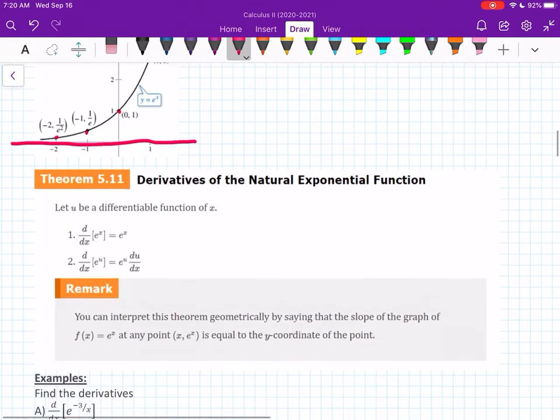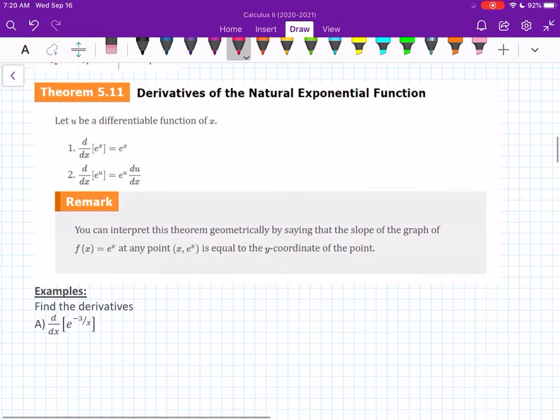All right, now let's talk about calculus, derivatives. The derivative of e to the x is e to the x. It's the easiest derivative. It's great. And of course, we have the second variation here, which is the chain rule. If we have e to a function of x, then the derivative is e to that function times the derivative of that function.